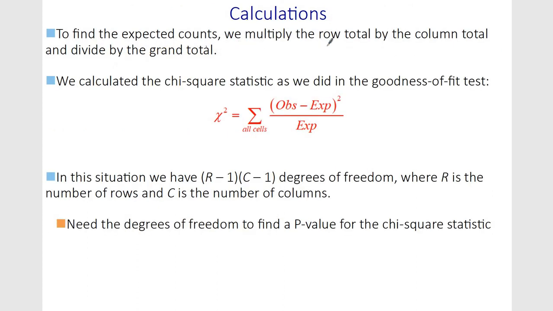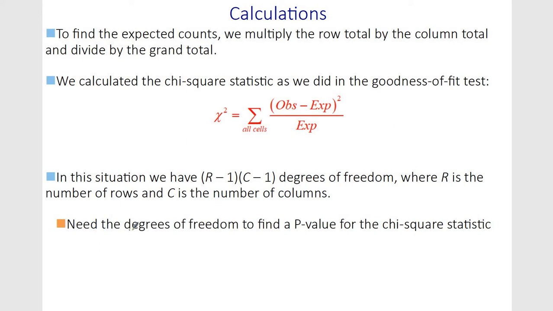Now for the expected counts, we multiply the row total by the column total and divide by the grand total. Think about your contingency table, so you do those totals. Here you've got your chi-squared statistic, and for your degrees of freedom, you multiply the rows minus 1 by the columns minus 1.